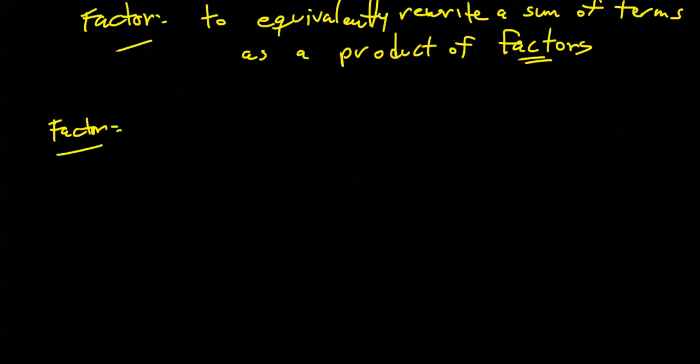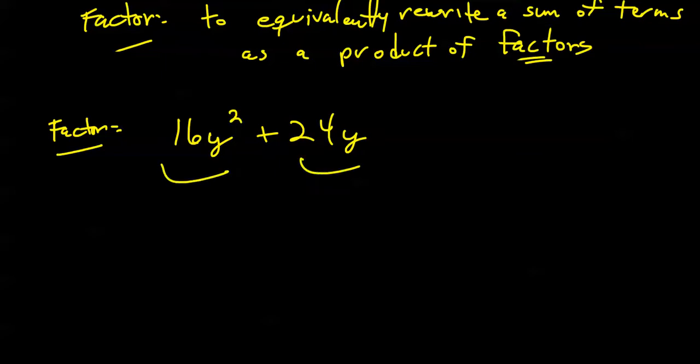Factor the following expression: 16y squared plus 24y. GCF factoring is one of several types of factoring we're going to cover in this chapter 5. To do a GCF factoring, you've got to look for a greatest common factor. What is the greatest quantity that's a factor embedded in both terms of this sum? Well, I think I spot 8y. I think I see a factor of 8 and a factor of y in both of those terms.